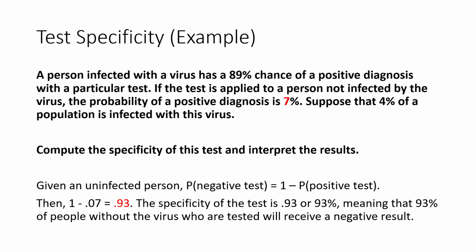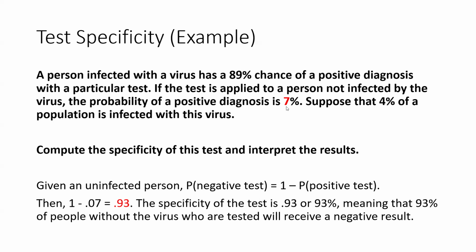Now, it's important, not just in the field of statistics, but really within any field in which you're performing analysis, research, or deduction, to be able to break out which elements of the problem or the equation are applicable to your uses. So in this case, the only number that we're really primarily concerned with is this 7% right here. And why is that? Well, if a test is applied to a person not infected by the virus, the probability of a positive diagnosis is 7%.